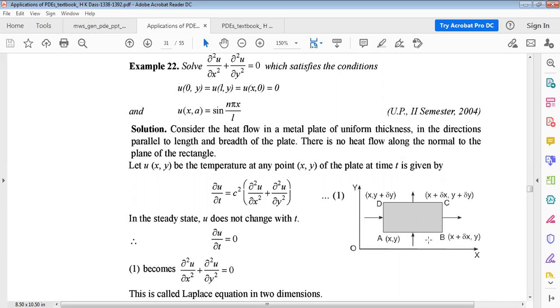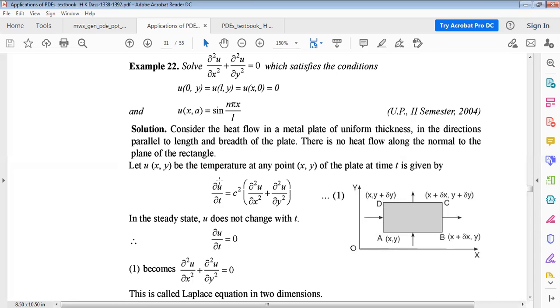Here are four points A, B, C, D. A is the coordinate (x, y), and at point B the coordinate is x plus del x, increasing del x along the x axis. At point C the increase is del x along the x axis and del y along the y axis, and at point D the increase is del y. And x will be steady.